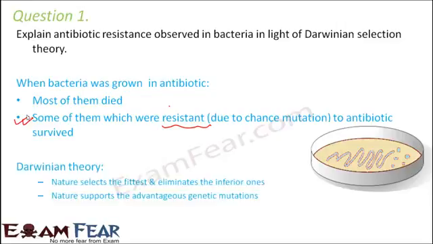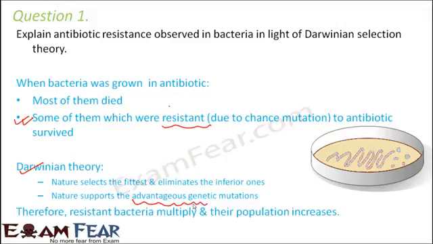As I said, in Darwinian theory, we saw that nature selects the fittest. The fittest here in these terms would be the ones which are resistant to antibiotic and therefore they can grow better, and it eliminates the inferior ones. Inferior ones are the ones which died, so they are all gone. So only the resistant ones will remain, and that is why on further reproduction they will produce the resistant variety of bacteria. So nature supports only the advantageous genetic mutations. Therefore, resistant bacteria will multiply and their population will gradually increase.